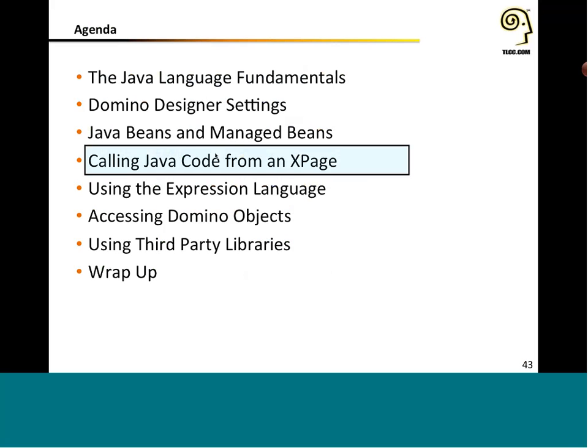So we've already done some examples of it, but I want to talk about calling Java code from an XPage. This is another major issue that comes up a lot of times when we're teaching people Java: where do we put our Java code? The latest versions of Domino Designer have actually made it a lot easier as far as where we put particular code. We'll talk more about that when we get into third-party libraries.